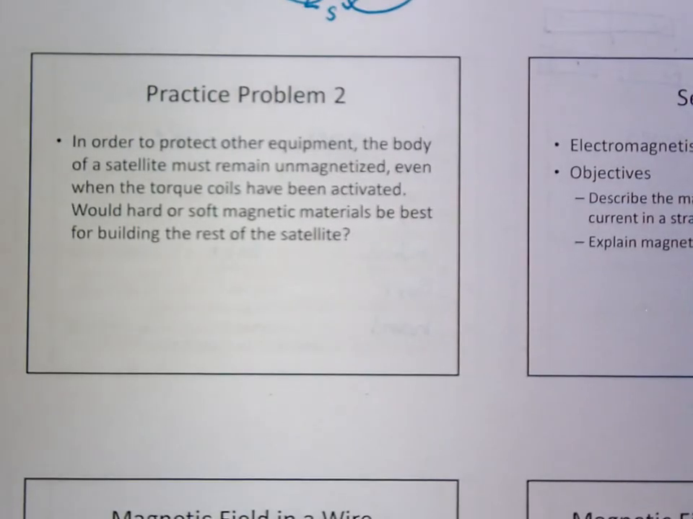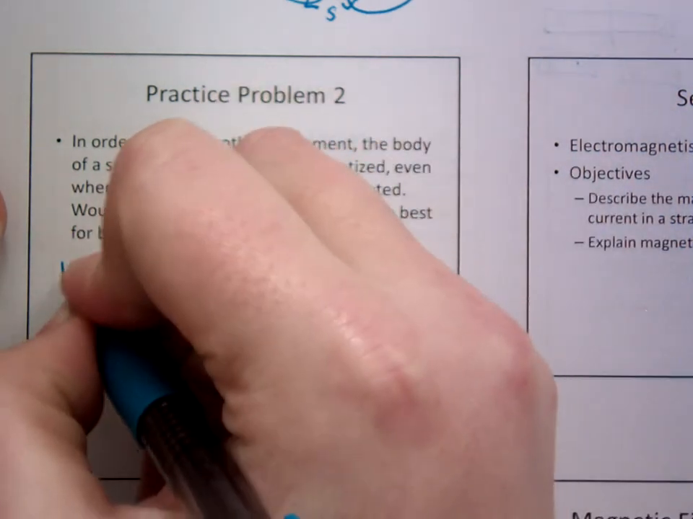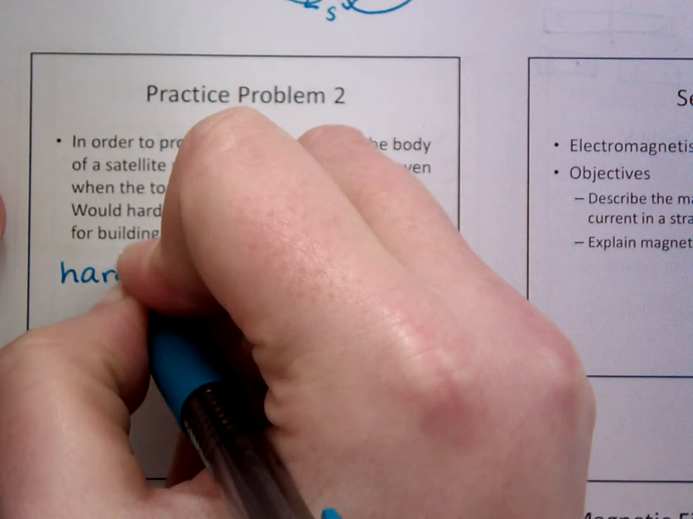Alright, another practice problem. In order to protect other equipment, the body of a satellite must remain unmagnetized, even when the coils have been activated. So would it be better to make the satellite out of a hard or soft magnetic material? Again, if you'd like to debate this or talk amongst a friend, you can pause the video. But the answer is it's better to make it out of a hard magnetic material.